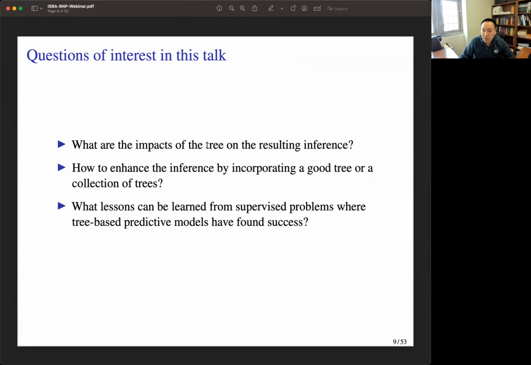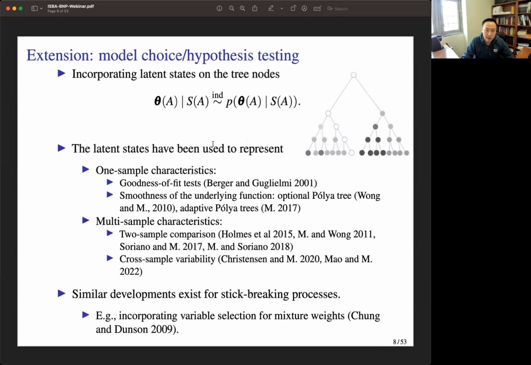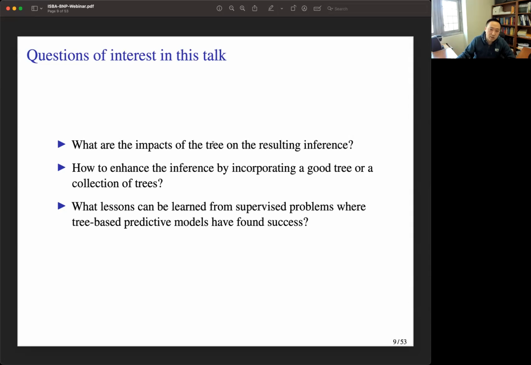Now, this is the background, and the focus of my talk today is complementary to whatever existing development I've reviewed. I'm going to focus on the tree, because all these modeling techniques and computational techniques that I talked about are all given the tree. So something that is of interest to me is: what is the impact of the tree on the resulting inference? And can we do better inference in those settings by incorporating perhaps a better tree, or even a collection of trees, which is the title part, right?